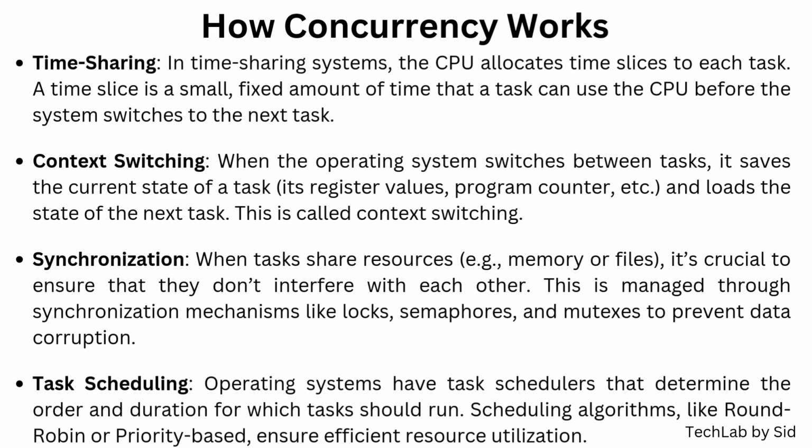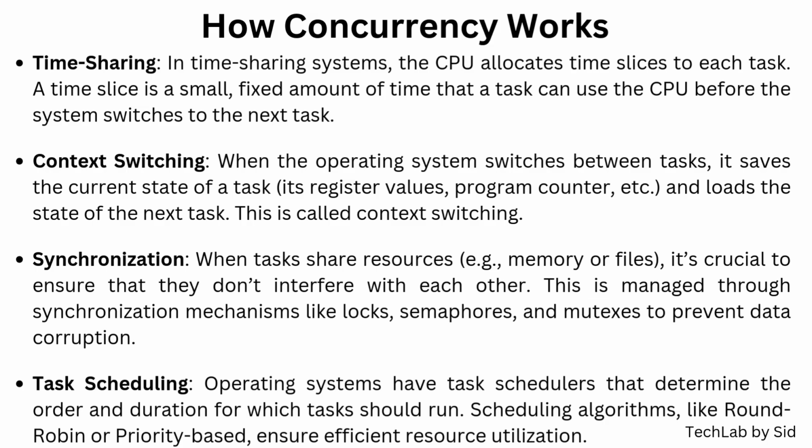When multiple tasks share resources, like memory or files, it's critical that they don't interfere with each other. This is where synchronization mechanisms come in. These tools, such as locks, semaphores, and mutexes, ensure that only one task can access a resource at a time, preventing conflicts and data corruption. Without proper synchronization, tasks might overwrite each other's work or lead to unpredictable results, so these mechanisms are essential for maintaining system integrity.